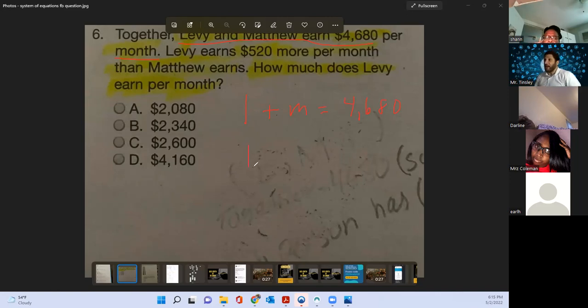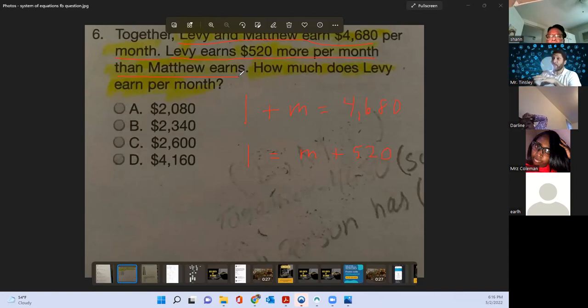Now, Levi earns 520 more than Matthew. Understand that? Okay. So this is the second thing we know: Levi earns 520 per month more than Matthew. So remember, we said L was Levi, M was Matthew. We know both of them together is 4,680. We also know Levi makes what Matthew makes plus 520, because he makes 520 more.